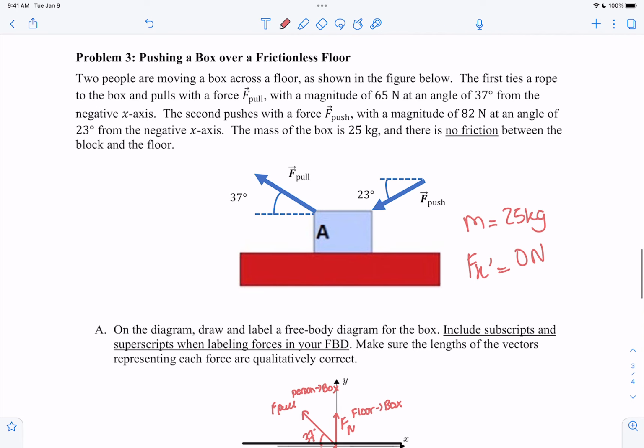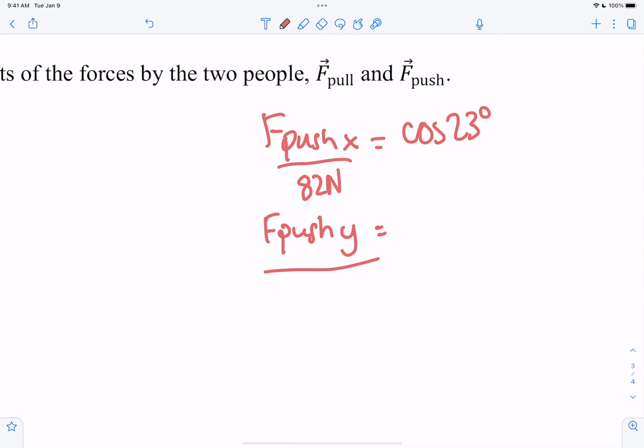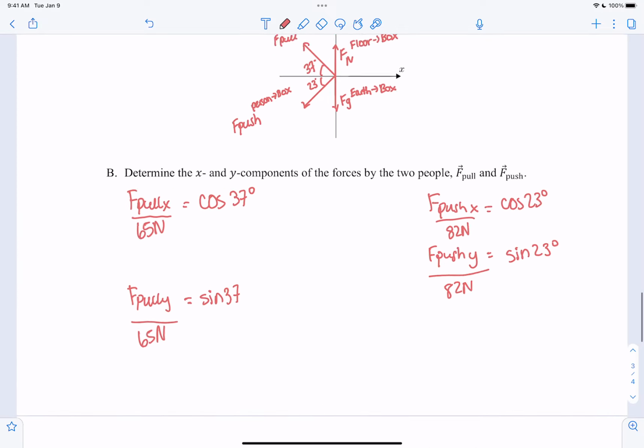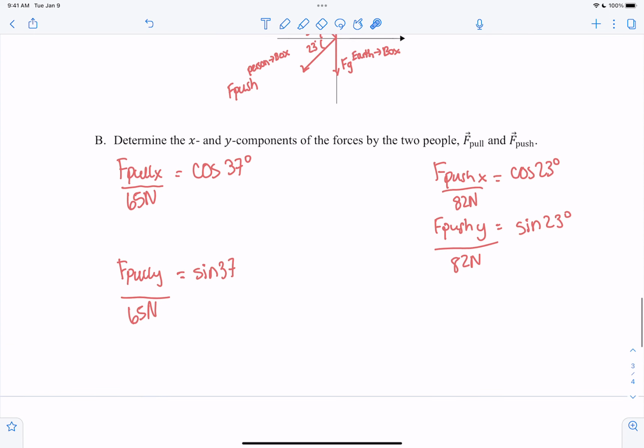I'm going to check that. 82 newtons and 23 degrees, yeah. And we have F push Y over 82 newtons, and that's equal to sine 23 degrees, right? Because F push Y would be opposite over hypotenuse to the angle. So we just multiply things over and calculate things out. So 65 cosine 37, what did you guys get for that?